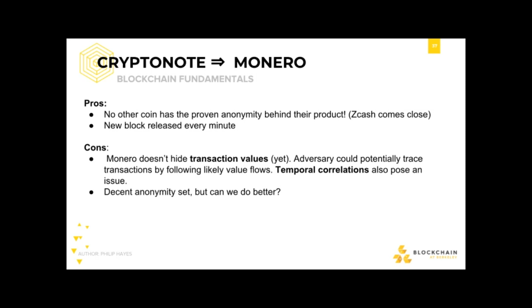Some cons are Monero doesn't hide the transaction value. So if you recall, you're hiding the input addresses and you're hiding the output addresses. But what if I send a transaction of, say, 10 million Bitcoin? It's highly unlikely that anyone else in the world has that much money, so which means just based on the value, you can trace down to who the possible people are who could have sent that transaction. Also, we have a decent anonymity set, but the question is, can we do even better?